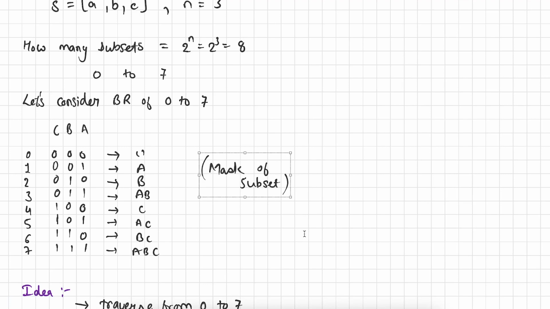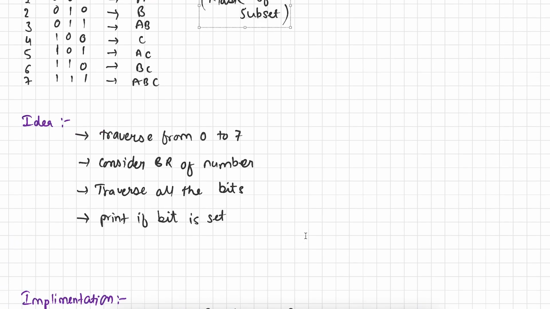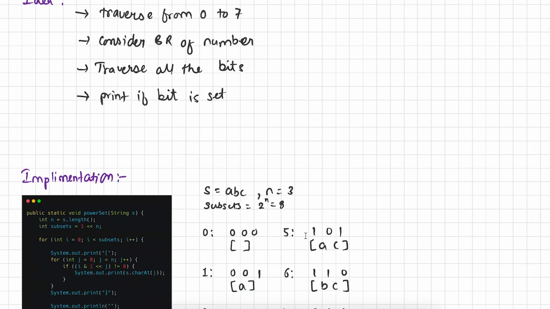Now we can use this idea to solve this problem. First we traverse from 0 to 7 and consider the binary representation of all the numbers from 0 to 7. Then we traverse all the bits of the numbers, and while traversing the bits, we check if the bit is set or not. If the bit is set, we print the character corresponding to that bit. Alright, so let's move on to see the implementation of this approach.